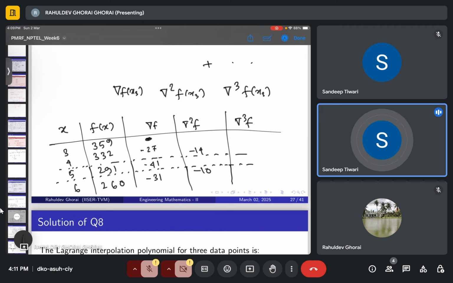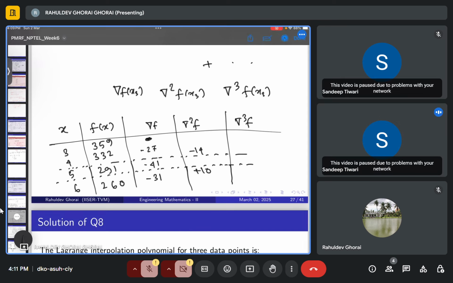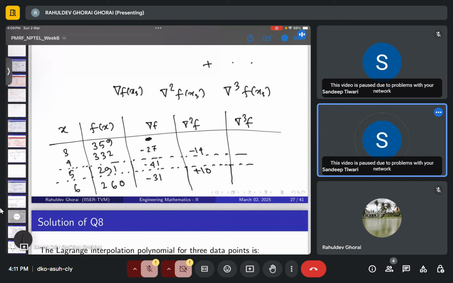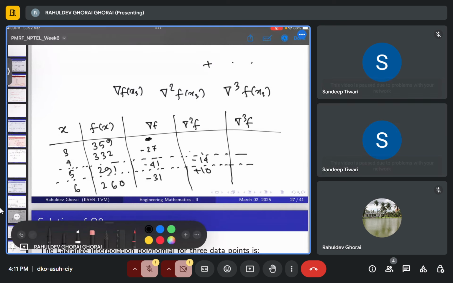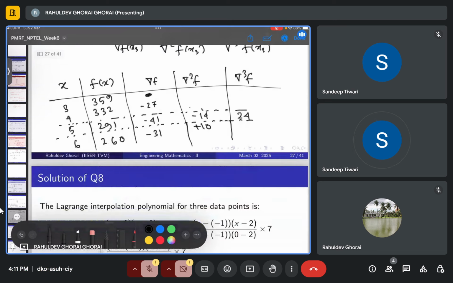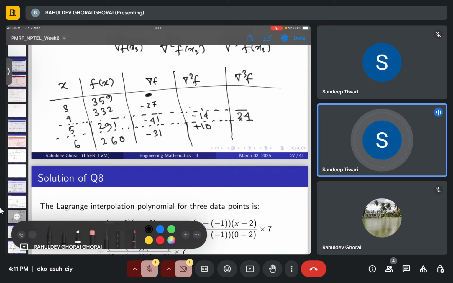Minus 14 will be below, yes, that is true. Minus 14, minus 10, and this will then be 24. So you know all the values: minus 41, minus 14, 24. All the values you know, right? Is it correct that 24 will be below, last?